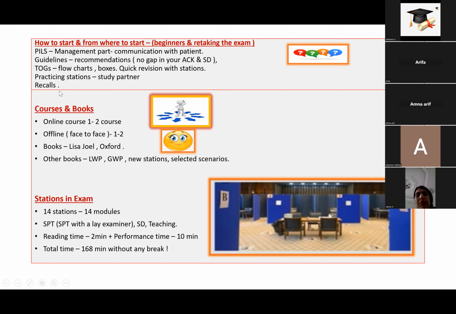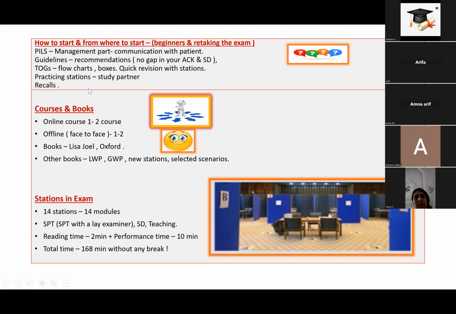What about the recalls? Very important. There are nearly 200 recalls which need to be covered. And many are repeated recalls, many are important recalls. And we know that nearly 80% of the exams are recalls. Some are TOG scenarios as well. So TOGs are also becoming very important.